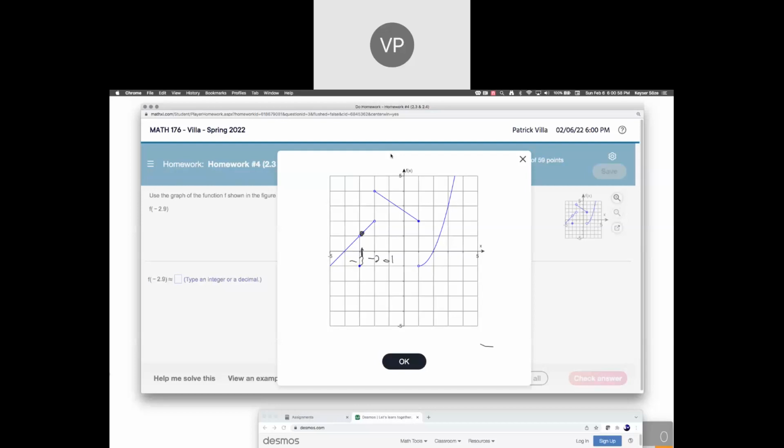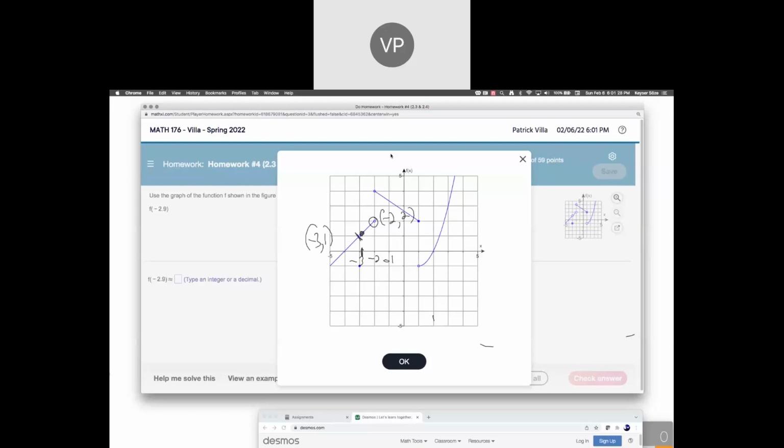Now, again, I'm looking at these points. F of negative 2 doesn't exist, but the limit is right around 2. So I won't write that equals. The limit is at 2. So this point right here, even though it doesn't exist, this is negative 2, positive 2. This point right here doesn't exist. That is about negative 3, 1.